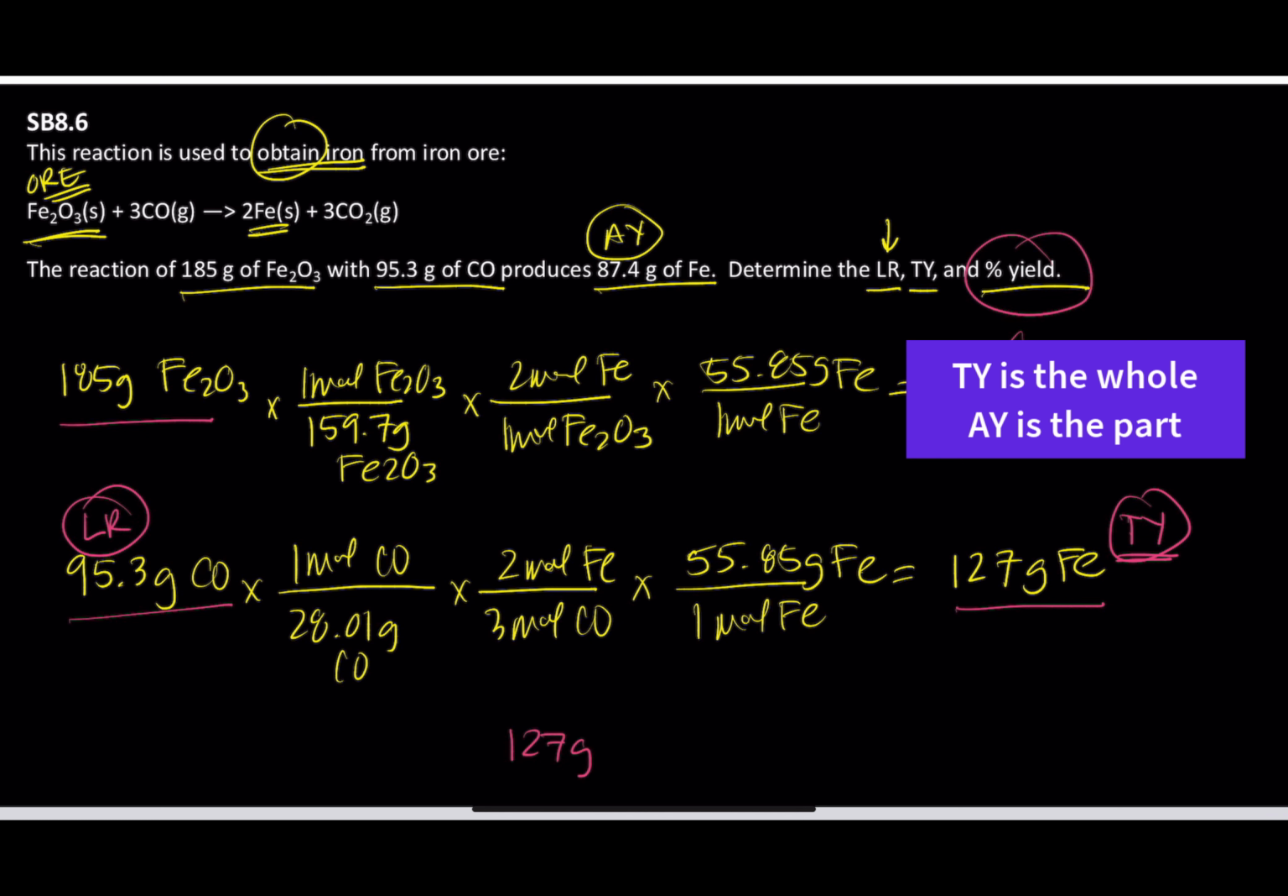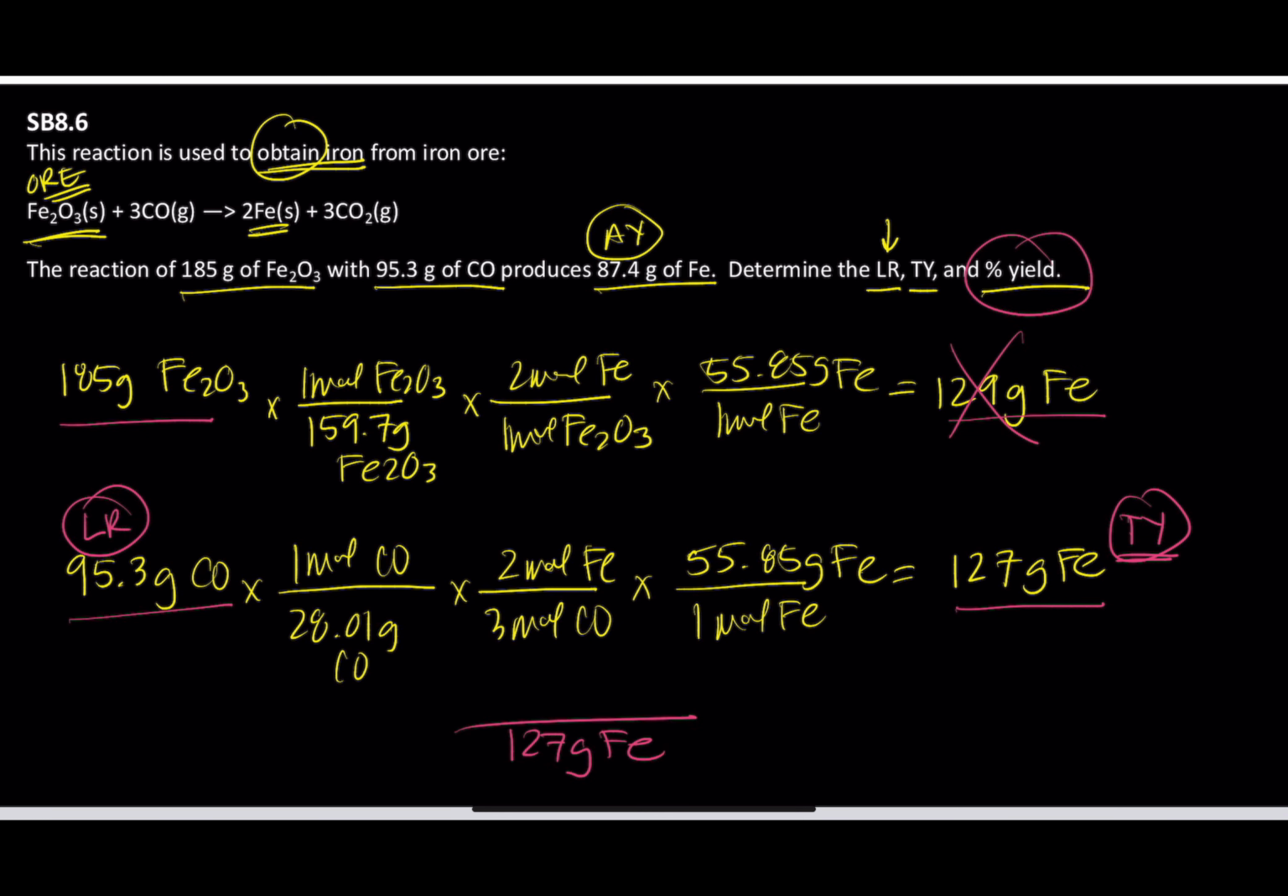So 127 grams of Fe is what's going to go on the bottom. On top, we're going to put our 87.4 grams of Fe times 100. And if we look at what happens here, grams of Fe actually cancel, which is part of why percents end up as unitless quantities, because we've already got all that built in. And then this ends up as 68.8% yield of iron.